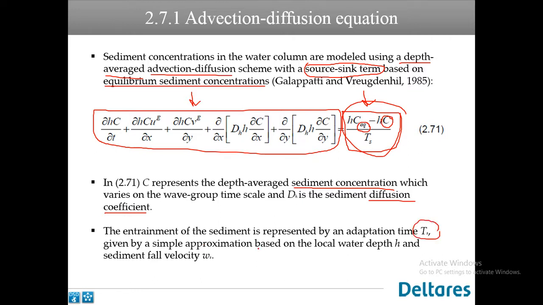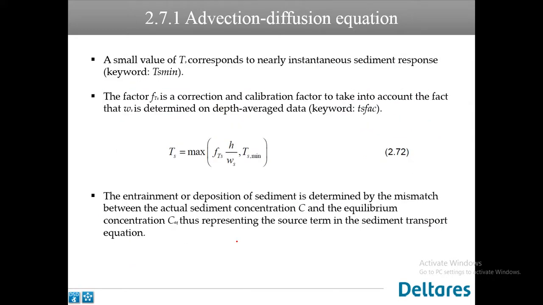Given by a simple approximation based on the local water depth, h, and sediment fall velocity. So this is one of the most important ones because it relates to the geometry of the sediment and how it's going to be suspended or not depends on the sediment fall velocity. Okay, moving on.